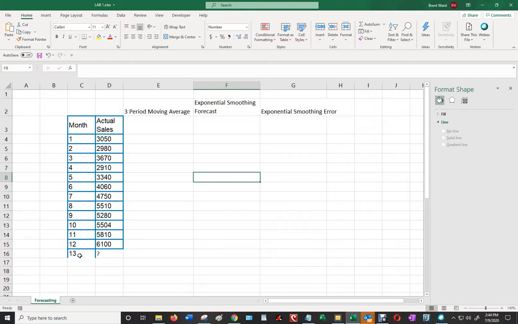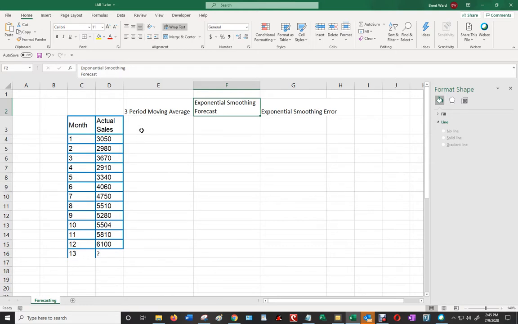There are different methods of doing it. Three different methods: 3-period moving average, exponential smoothing, and a technique called linear regression. I'm going to show you how to make a forecast using all 3 methods, and then we're going to pick the method that gives the best forecast for period 13.